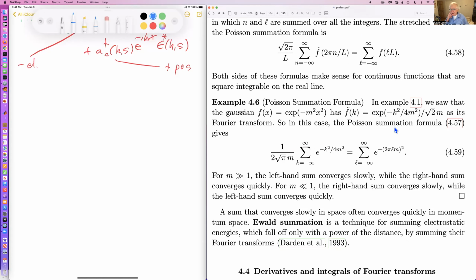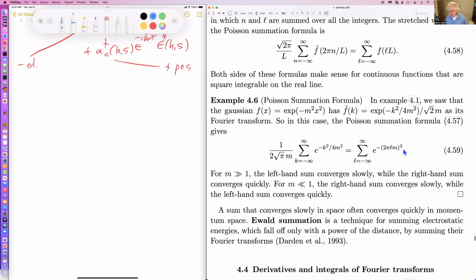An example of that is, if you're summing e to the minus k squared over 4m squared, you can rewrite it, apart from this factor, as e to the minus 2 pi L m squared. There's actually some utility. This is useful if you're doing something numerically, and suppose m is very small. Then it'd be really great to use this formula because you'd only have to do the first few terms, whereas here you'd have to sum out to the 50th term.